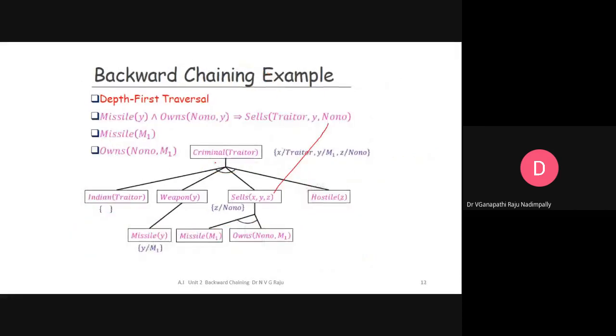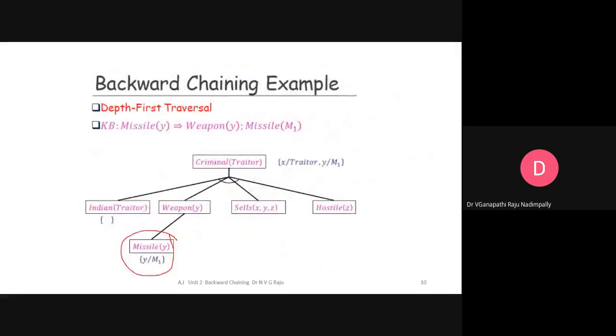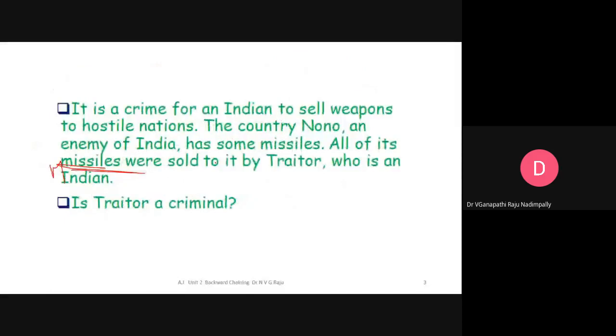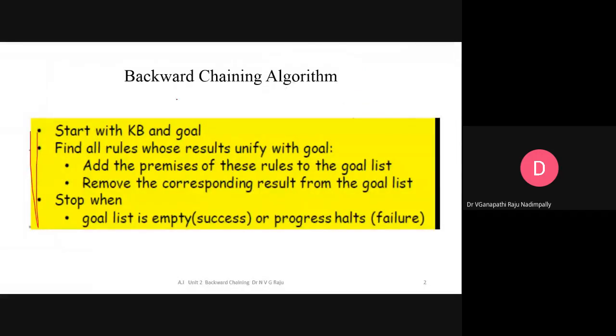Now, if you try to convert this problem into an algorithm, it will become like this. Please start with the goal. You cannot consider goal KB. We should have the knowledge base in our hands, all the statements in our hand, and we should start at goal. Now we should find all the rules whose results unify with the goal.